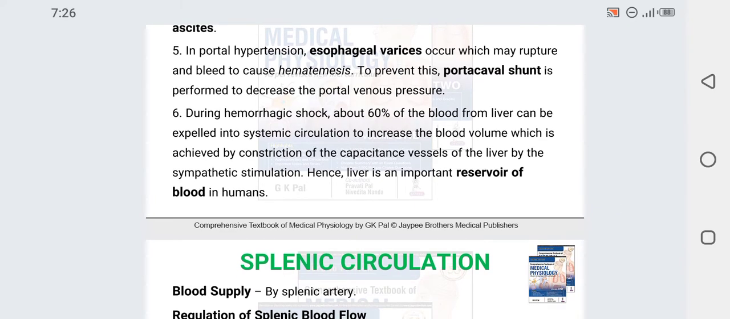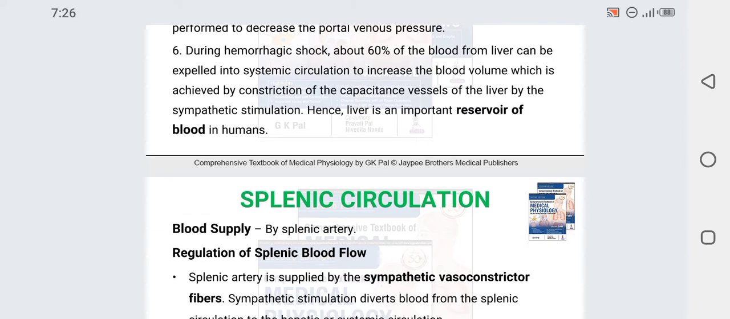During hemorrhagic shock, about 60% of the blood from the liver can be expelled into the systemic circulation to increase the blood volume, which is achieved by constriction of the capacitance vessels of the liver by sympathetic stimulation. So, the liver is also an important reservoir of blood.